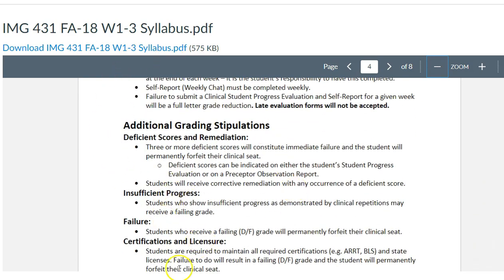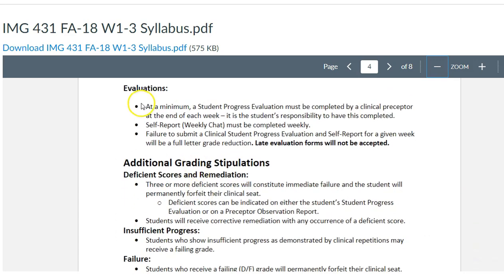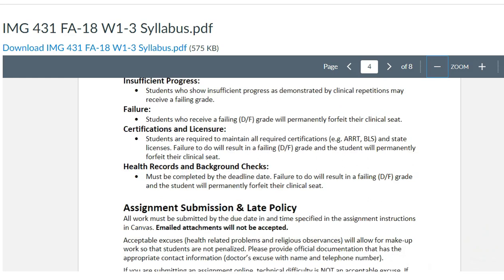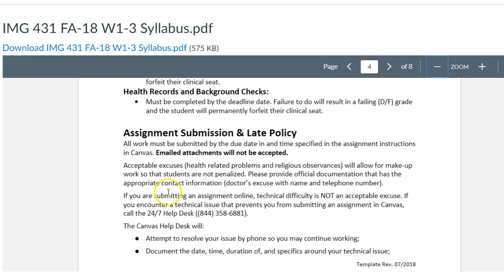Additional information can be found here, so just make sure you read through some of these additional grading stipulation ideas that are in the syllabus.